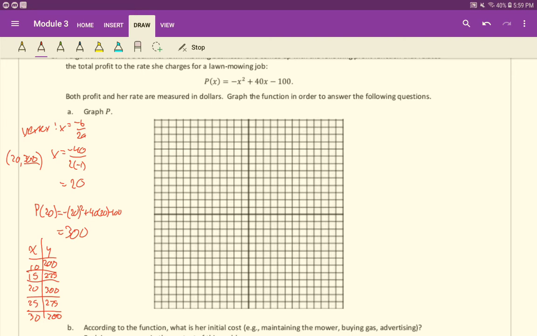Okay, the y-intercept here, if I plug in 0 for the x and 0 for the x here, those are going to cancel out with negative 100. So that's interesting. We'll have a negative profit. And believe it or not, a negative profit actually does make sense in context.